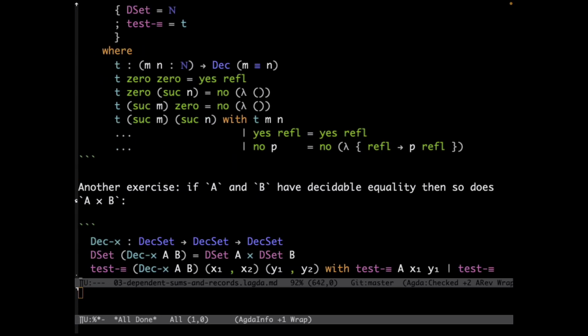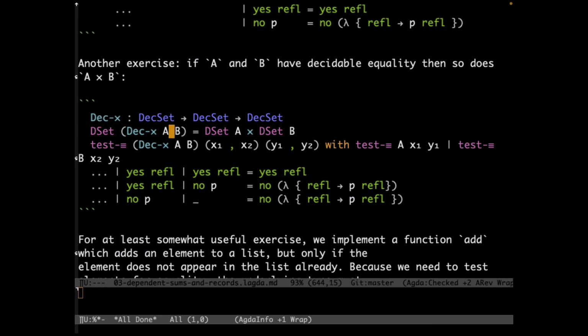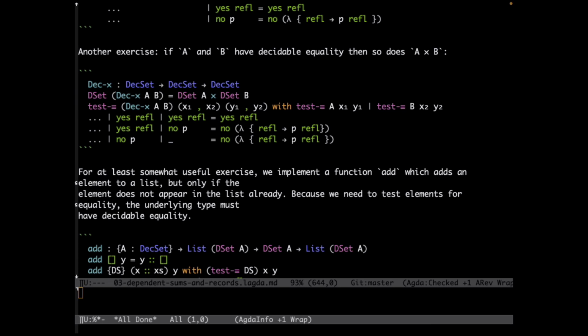Here's another exercise. If A and B are decidable sets, then we can construct the decidable set whose underlying set is the Cartesian product. So Cartesian product preserves decidability. How do you do this? First of all, you pick a smaller font. So this is now with copatterns. I'm randomly switching between copatterns and records just to get you used to both of them. So the underlying set is the Cartesian product, and now you have to write the test that tests whether two pairs are equal. What do you do?